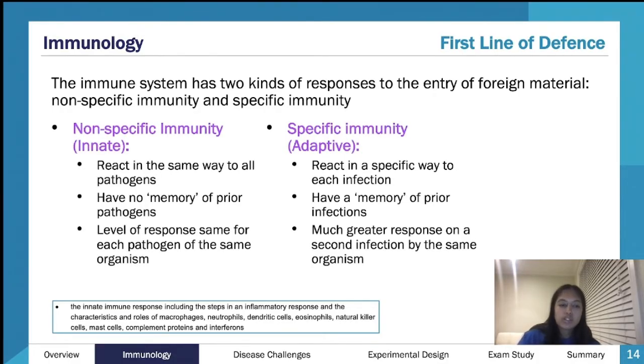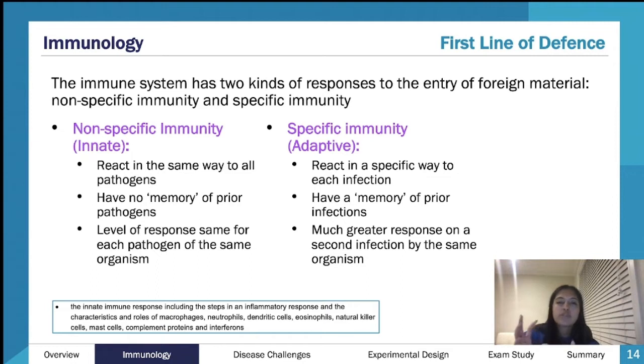Okay, so you've got your non-specific or innate immunity and your adaptive or specific immunity. It's important to know the differences between these. Your non-specific immunity is basically one size fits all, works really quickly, instant, like putting on a band-aid. Whatever the pathogen is, if it's a virus, a bacteria, a prion, the innate immune system is going to act in the same way. Again, one size fits all. There is no memory of prior pathogens.